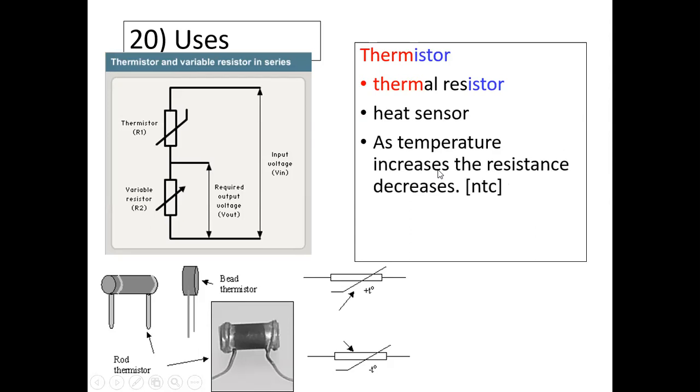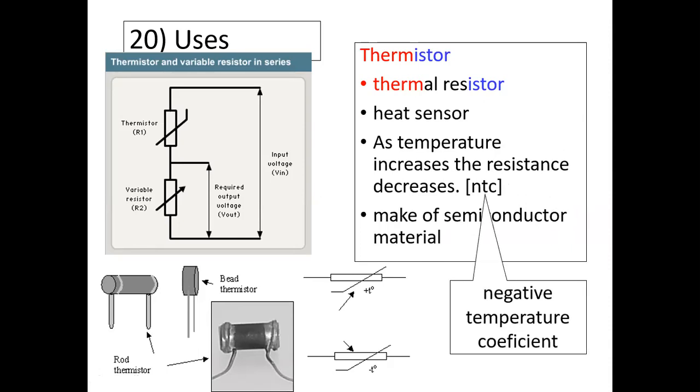Usually we are interested in what we call NTC, negative temperature coefficient. That means, as it's actually a semiconductor, as the temperature increases, the resistance decreases. It's made of semiconductor material. That's why it behaves this way. NTC. The other one is PTC. I don't think we should bother about that. It can be of different forms. That's how it looks like.